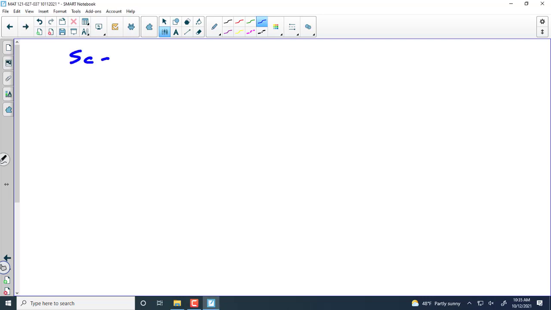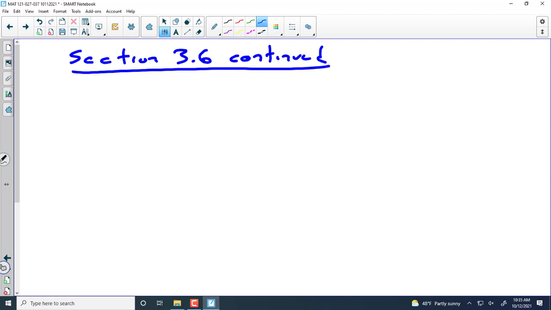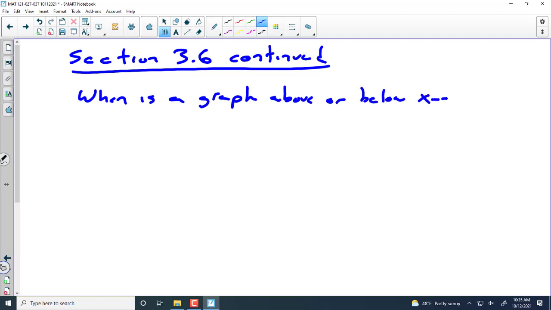So section 3.6 continued. What we were doing in section 3.6 is we were asking the question, when is a graph above or below the x-axis?